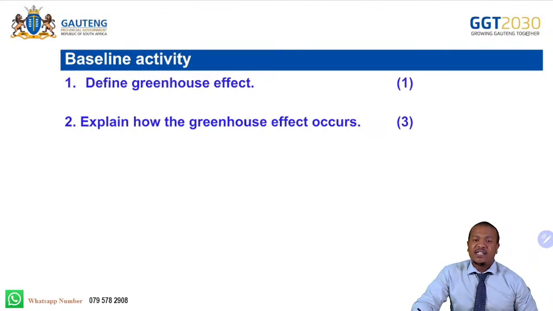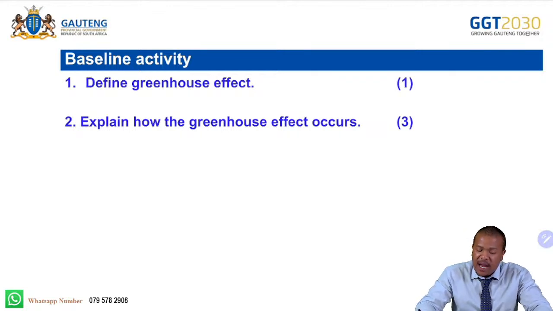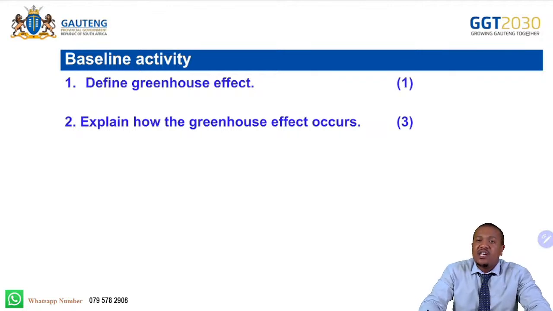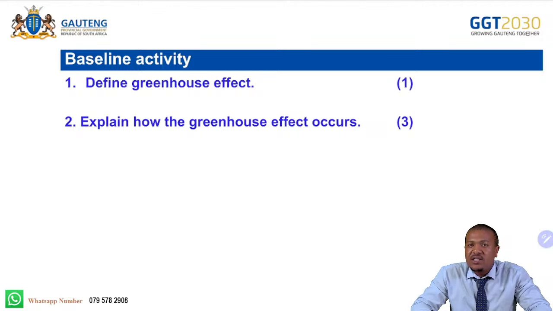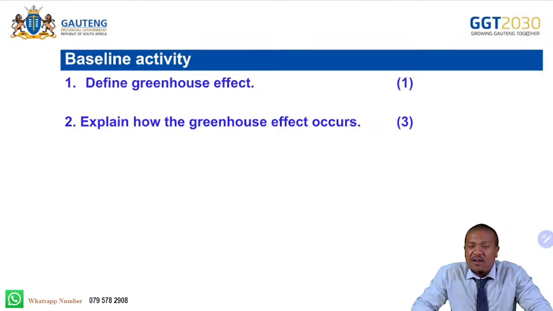Now, let's look at our baseline activity. Number 1 says define greenhouse effect. Number 2 says explain how the greenhouse effect occurs. I'm going to give you 4 minutes for this activity, but please remember to send in your answers, your comments, or anything regarding this lesson to our WhatsApp number, which is 079 578 2908. So let's meet again after 4 minutes.